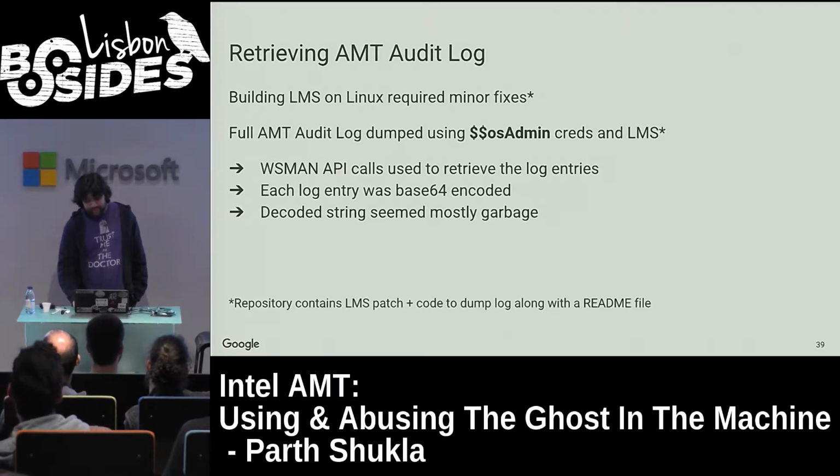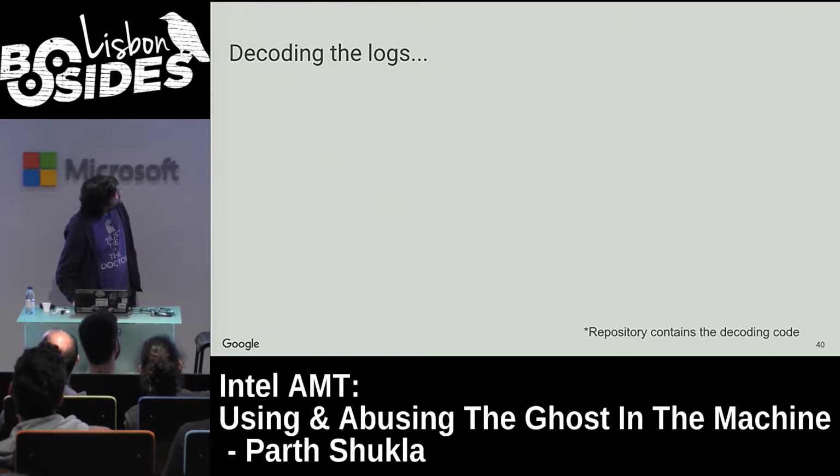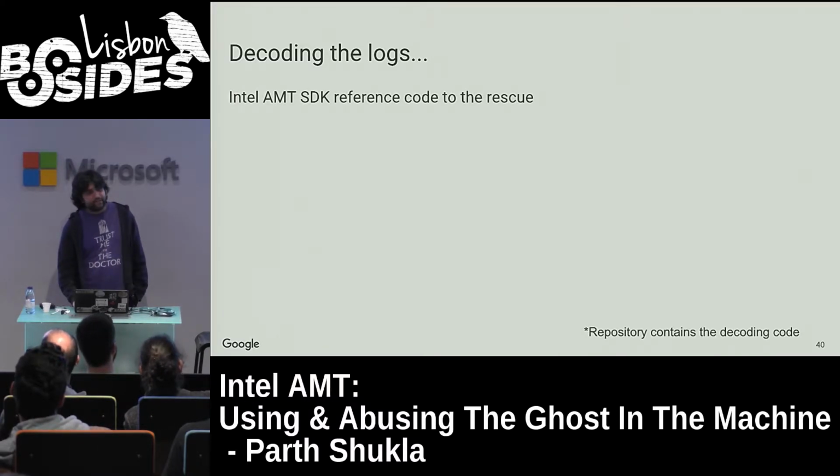I continued digging. I think I had a few more meetings, and then eventually I got desperate and I started reading the AMT SDK. The AMT SDK is a massive zip. I think it's 200 megs. It's meant to contain sample code for all API calls. I was hoping to find hints on parsing the audit log records. So I unzipped it and I ran egrep -r audit log.